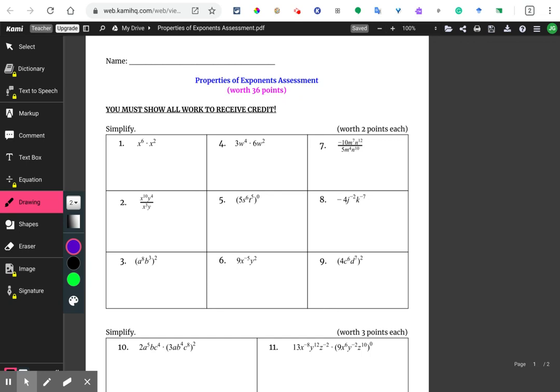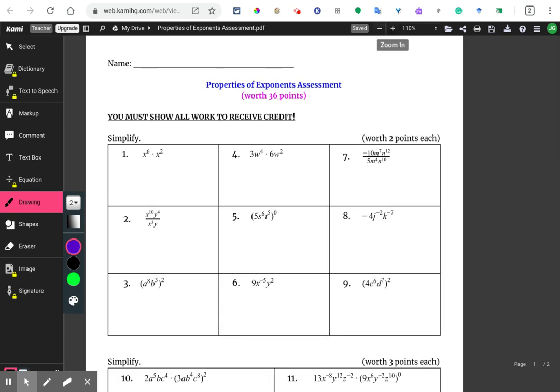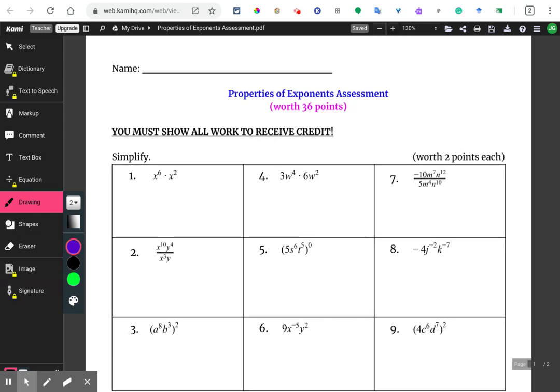But for now, what we're gonna do, like I said, is I'm just gonna do some of these math problems. And let me zoom in a little bit. Okay. So here we go. You're gonna open this up, take a piece of paper, write down the problems and the work, and then you're gonna pass this in.